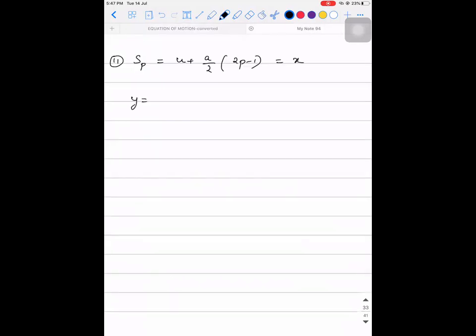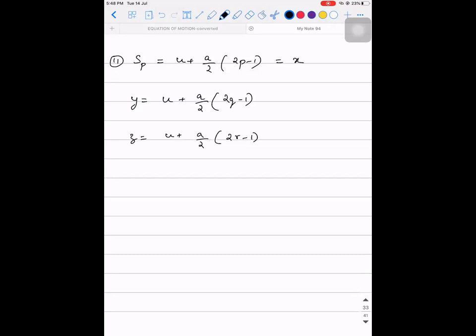Similarly, what will be the value of y? U plus A by 2 into 2q minus 1. Similarly, z will be U plus A by 2 into 2r minus 1. So how many unknowns do you have? So what is it that you have introduced in the answer? XYZ is given in the question, no? U and a is what you have introduced. So to solve that, you need two equations. What you can do is treat them as two linear equations and then try to solve them. So once you solve, you'll get the answer.